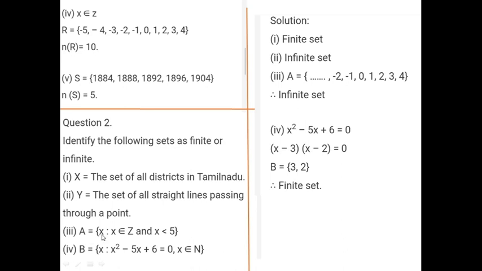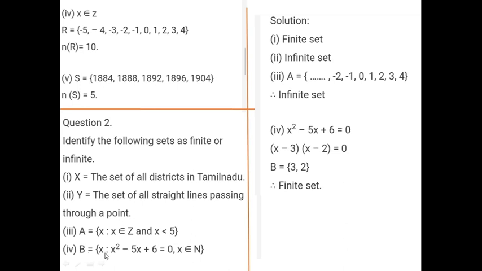Third, A equals the set of x such that x belongs to integers and x is less than 5. See, the upper limit they have given, but the lower limit is not given. The integers go from all the negative values, 0 and the positive values. It is given less than 5. So what are the values less than 5? 4, 3, 2, 1, 0, minus 1, minus 2. It goes on till infinity. Therefore, it's an infinite set. The number of elements is uncountable. Therefore, A is an infinite set.